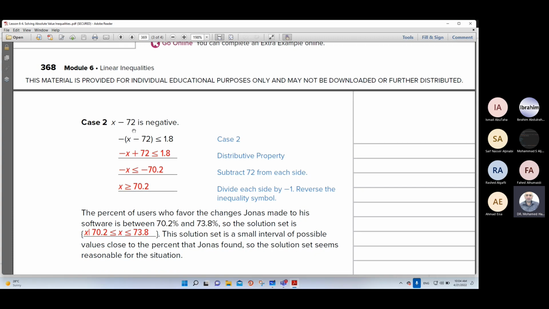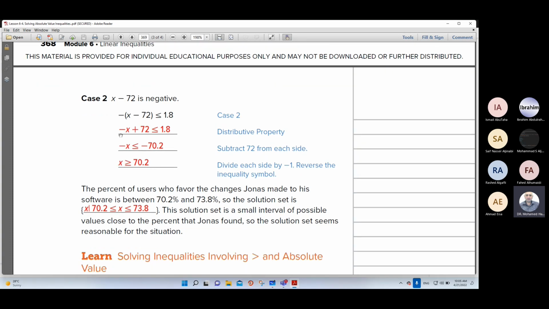x minus 72 is negative. Negative means take the negative value, you can multiply this value by minus, then we can use the distributive property here: minus x, minus times minus positive 72, less than or equal to 1.8. Then we can solve this inequality, we will get minus x less than or equal to minus 70.2. Then divide here by minus, and switch the direction of the sign. So x greater than or equal to 70.2.